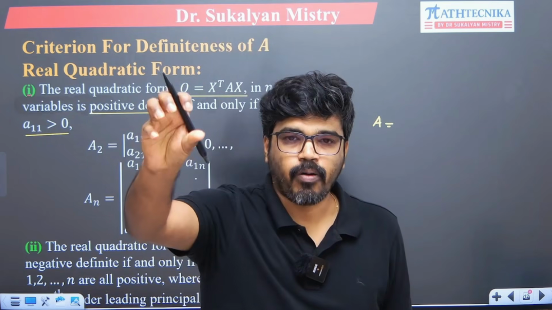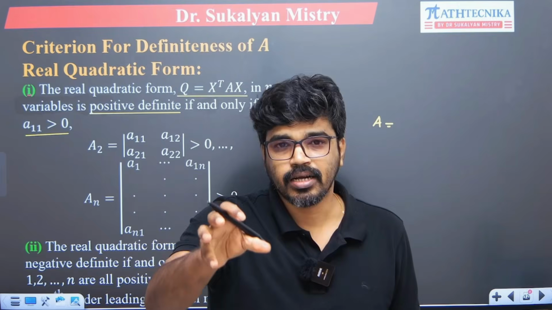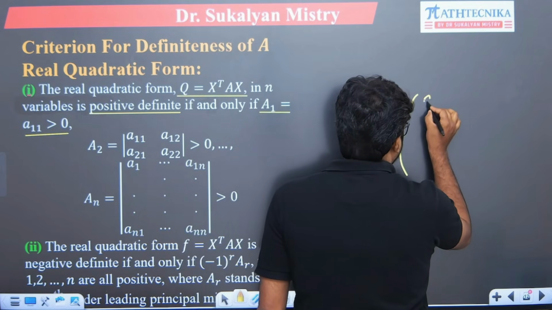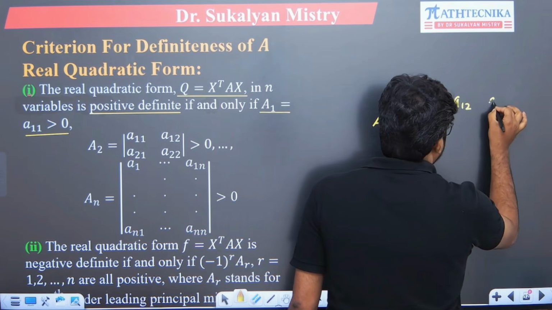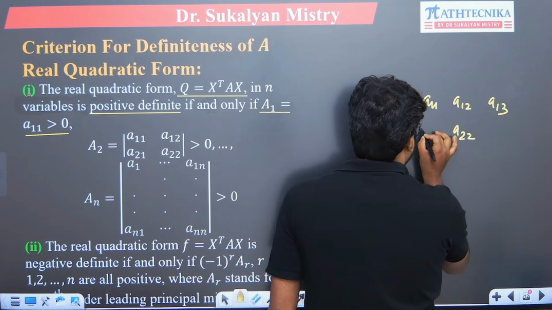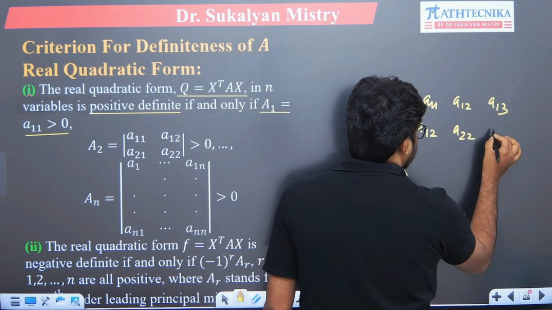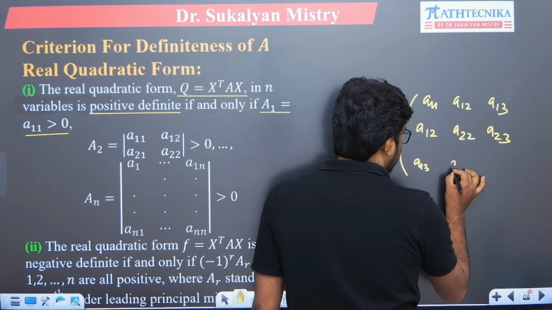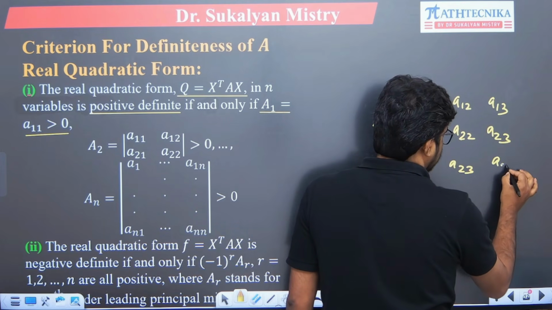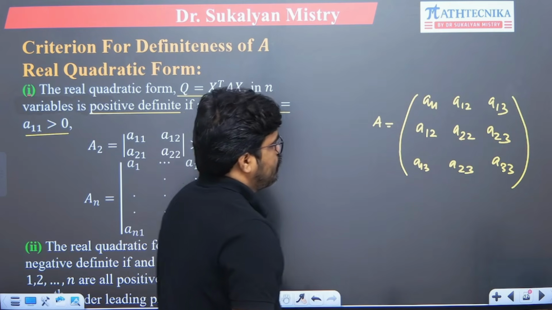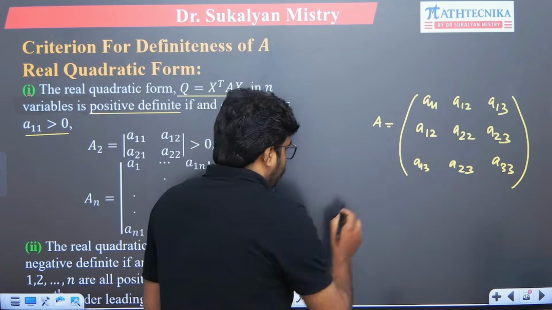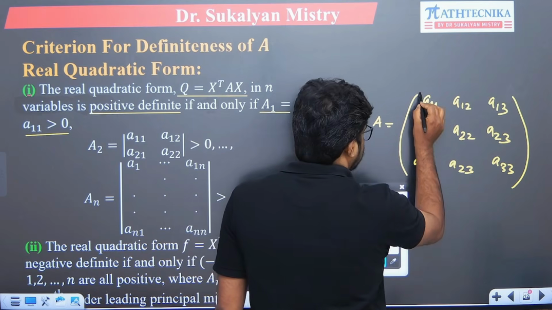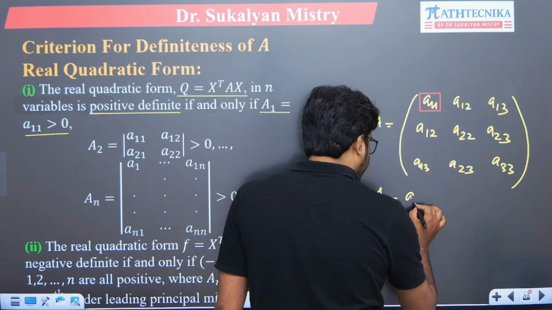Obviously for a real quadratic form the matrix must be a real symmetric matrix. So if we consider a matrix like this, a11, a12, a13, a21, a22, a23, a31, a32, a33, this matrix must be symmetric. So first we calculate A1, that is this position, and that must be positive.